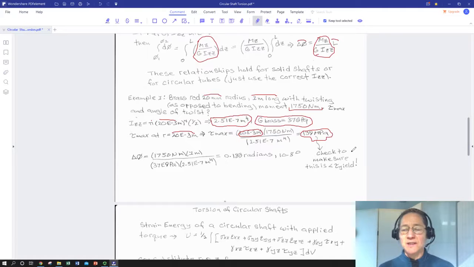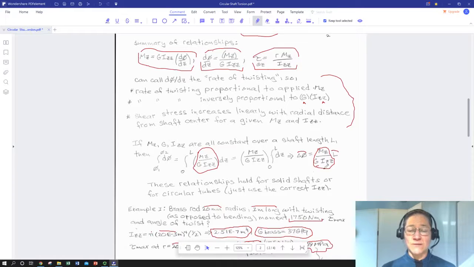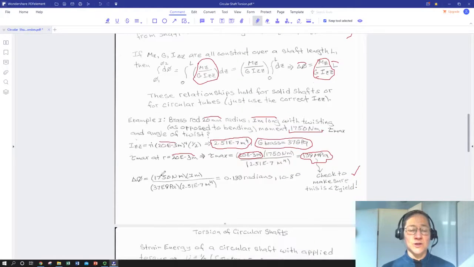Okay, so assuming that we haven't yielded, that this is significantly less than our material yield with our safety factor. Now we want to make sure we know what our deflection is, so we can basically go back to our integral up here. We haven't been told the material changes along its length in terms of its shear modulus. We don't have any step-ups or step-downs in radius, and so we have the same moment along the shaft, the same shear modulus, the same moment of inertia. So we can say that our twist angle is just going to be our applied moment times the whole shaft length divided by the modulus and the moment of inertia, which we have down here.